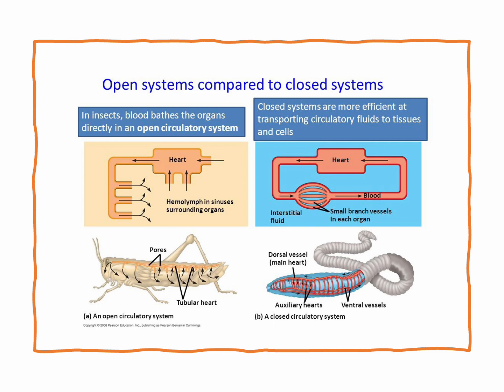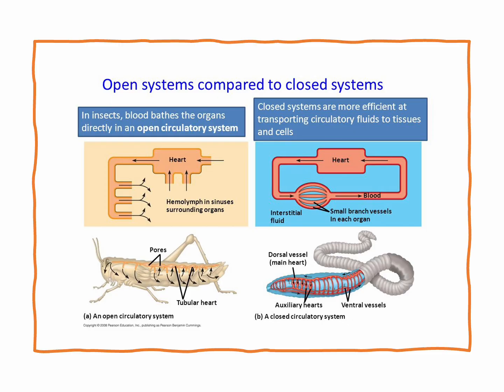Okay, here we're comparing open and closed circulatory systems in invertebrates, right? So in insects, blood bathes the organ directly in an open circulatory system. And I don't know why we're calling it blood, because really it's called hemolymph. It's not the same characteristics as blood.